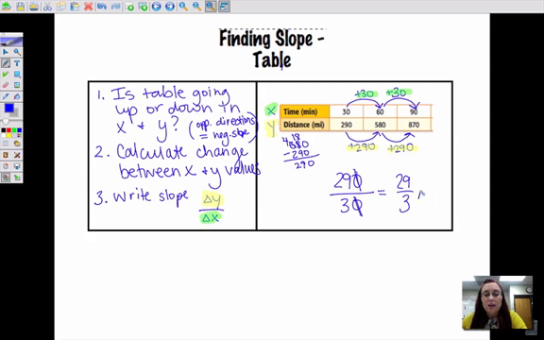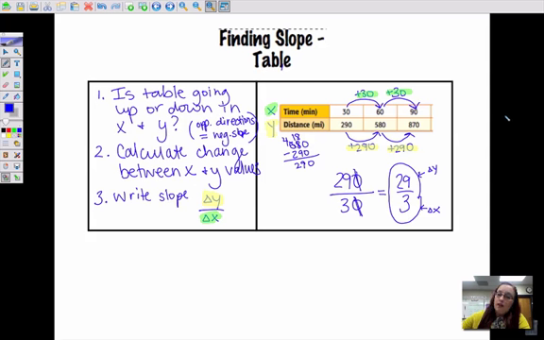And something that Christian and I talked about yesterday was that leaving our answers as an improper fraction in slope is okay. So what this means is for every 3 minutes that go by, there are 29 more miles traveled. The y is distance, the x is time. Since this number is our change in y and this number is our change in x, I know that every 3 minutes that go by, there are 29 more miles traveled.